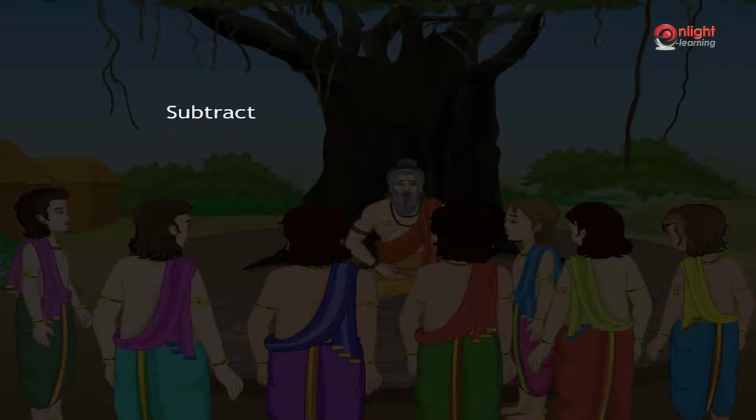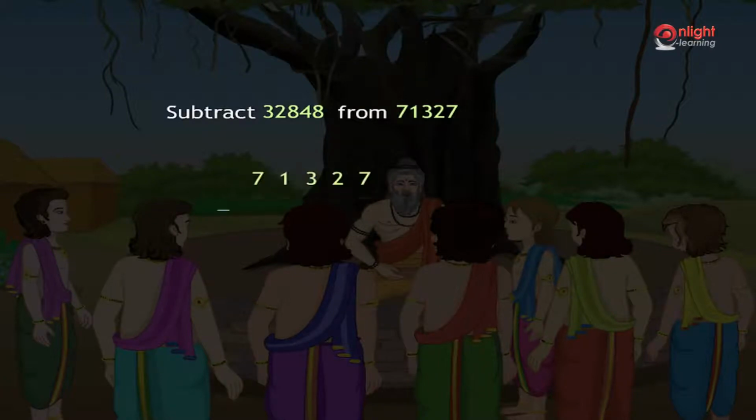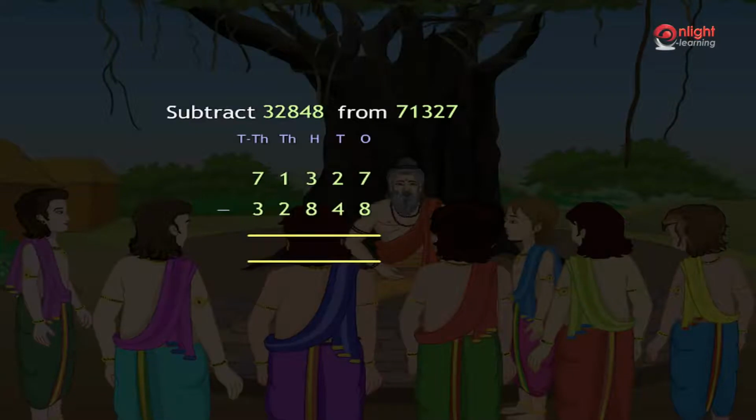Let us subtract 32,848 from 71,327. First, we have to subtract the numbers in the ones place. Here, we see that 8 is greater than 7. So to subtract 8 from 7, we need to borrow 1 ten from tens place.